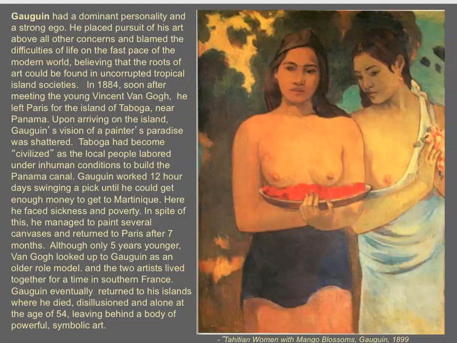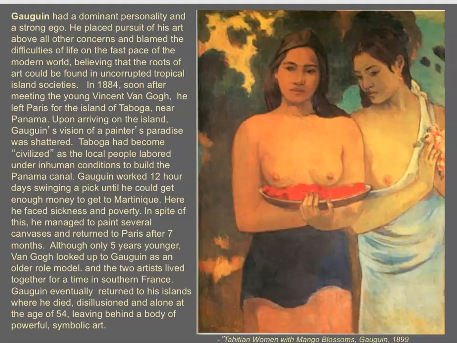And here he found himself very ill, and he had no money. So he did paint several canvases, and he returned to Paris after 7 months. Then he went on to live with Van Gogh. Van Gogh really looked up to Gauguin as a sort of older role model. The two lived together for a time in southern France, but they had a very stormy relationship.